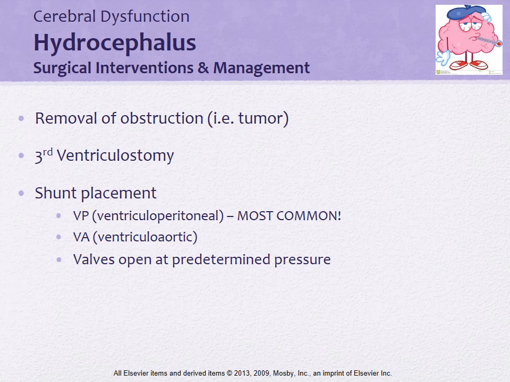As far as surgical interventions and management of hydrocephalus, as I stated before, many of the obstructions occur between the third and fourth ventricle. So they'll remove the obstruction, such as a tumor, they will remove the tumor. They may also do a third ventriculostomy, and what this is, in the third ventricle, they'll actually put a little hole in the floor of that third ventricle. And when you put a hole into the third ventricle, it actually drains the CSF back into the CSF flow.